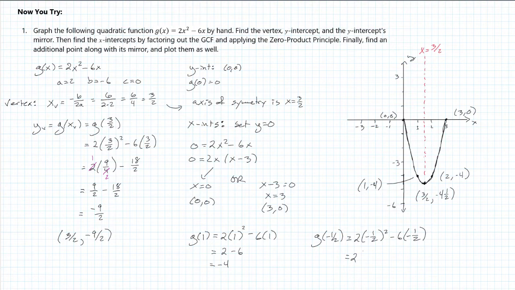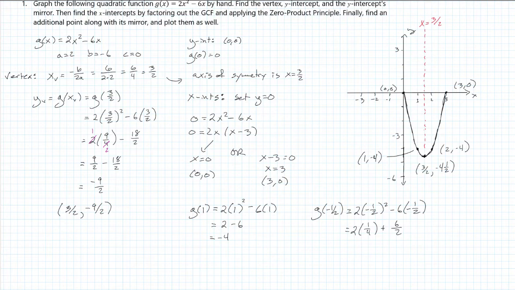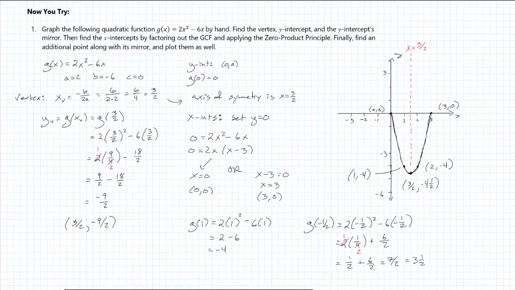This will give us 2 times 1/4 plus, I'm just going to leave this as 6 over 2 because I'm looking ahead a little bit. This 2 over 4 is going to reduce to 1 over 2. So I want to keep a common denominator, which is why I left that 6 over 2 here. So I get 1/2 plus 6/2 equals 7/2. And that is 3.5 also. So it'll help me plot that. So I'll go to (-1/2, 3.5).